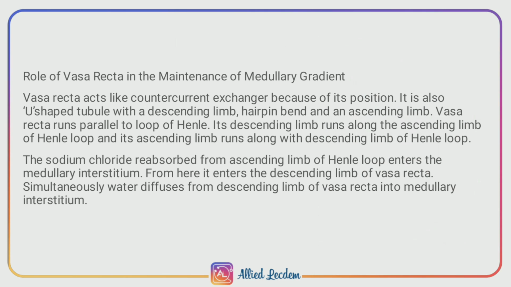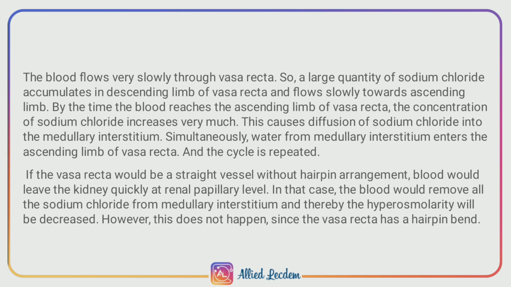Role of vasa recta in maintenance of the medullary gradient. The sodium chloride reabsorbed from the ascending limb enters the medullary interstitium. From here, it enters the descending limb of the vasa recta. Simultaneously, water diffuses from the descending limb into the medullary interstitium. The blood flows very slowly through the vasa recta. Large quantities of sodium chloride accumulate in the descending limb and flow slowly towards the ascending limb. By the time the blood reaches the ascending limb of the vasa recta, the concentration of sodium chloride increases.